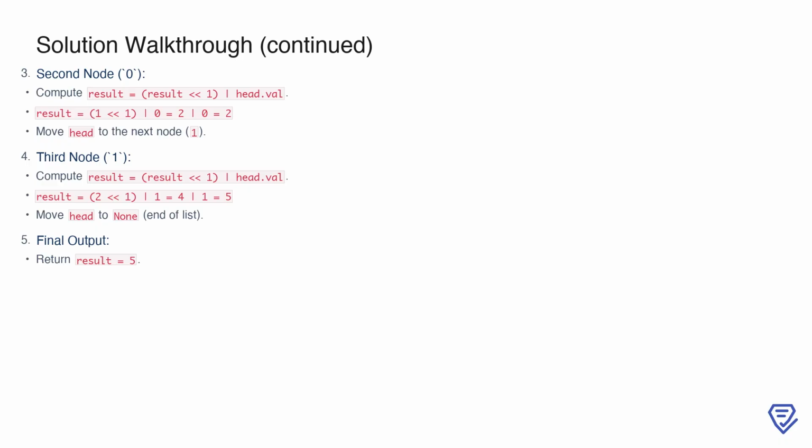At this point, the head pointer moves to None, indicating the end of the list. The final output is result equals 5, which is the decimal equivalent of the binary number 101.